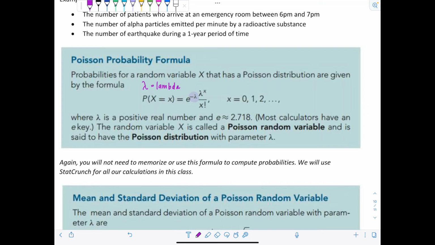And then E is Euler's constant, okay? So E is approximately 2.718. That's a constant. That's not changing. It's an irrational number. You guys probably know about pi, right? 3.1415926, etc., etc. So E is another irrational number that occurs in a lot of mathematical formulas, as well as physics and other places. And you can study it more in other classes.